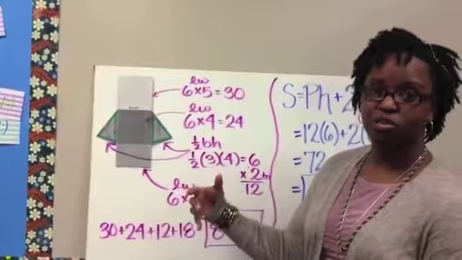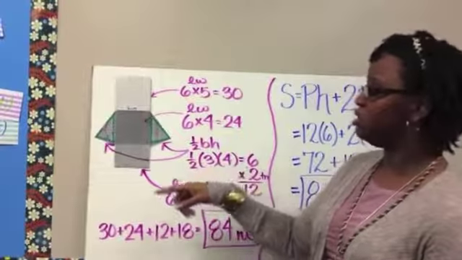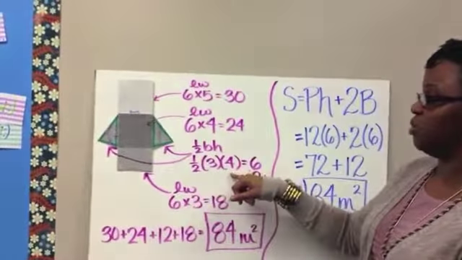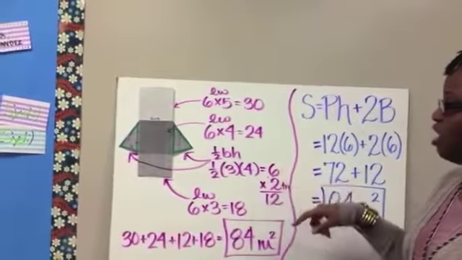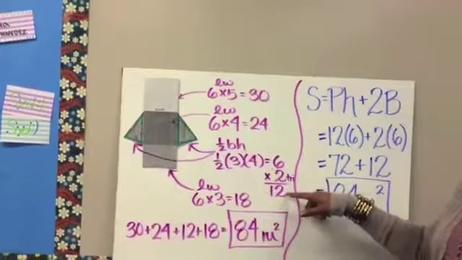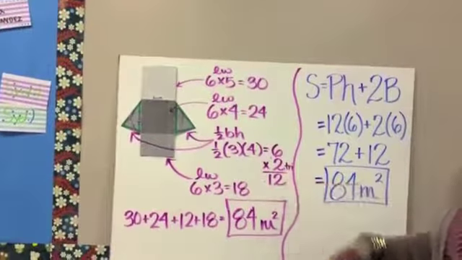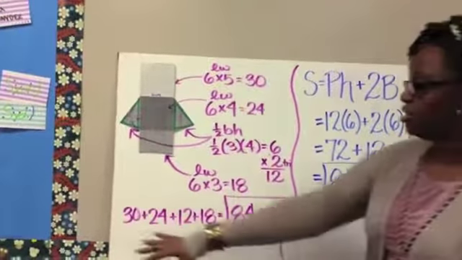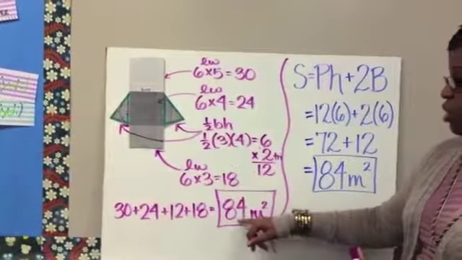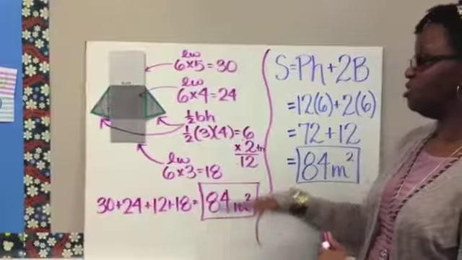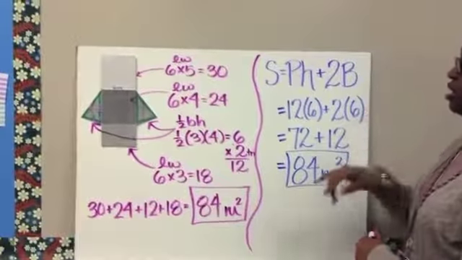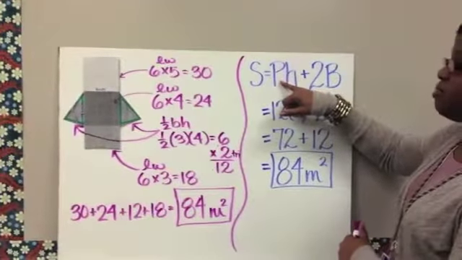Hopefully you recognize through the picture that you had a right triangle, so you could use 3 as your base and 4 as your height. So half of 12 would be 6, but there are 2 of those triangles, so those 2 triangles is 12. Okay? So when I add up all of my areas, I add them to get a total surface area of 84 meters squared.